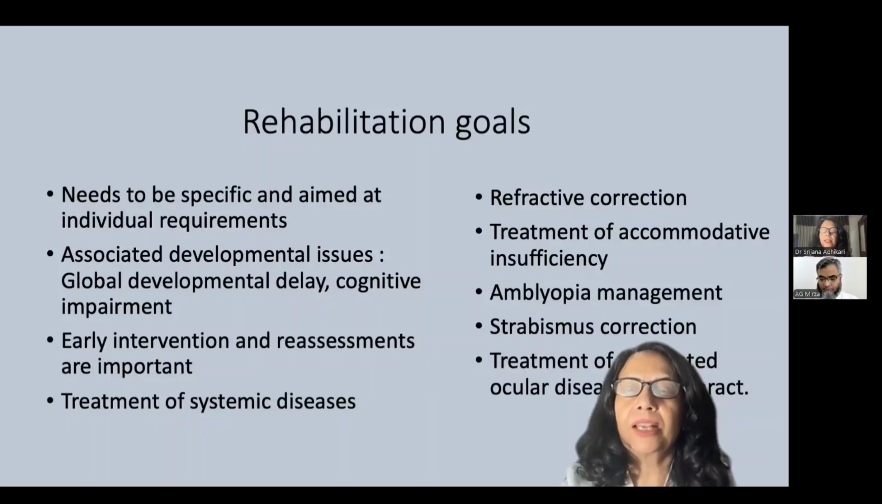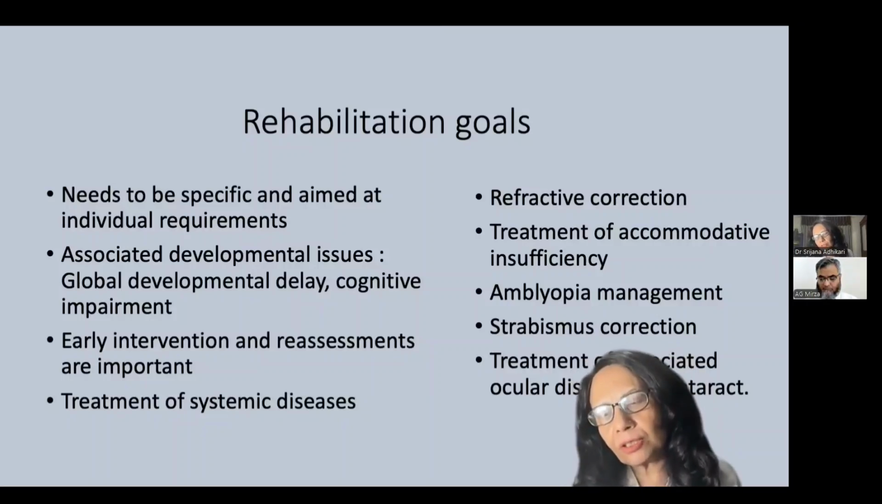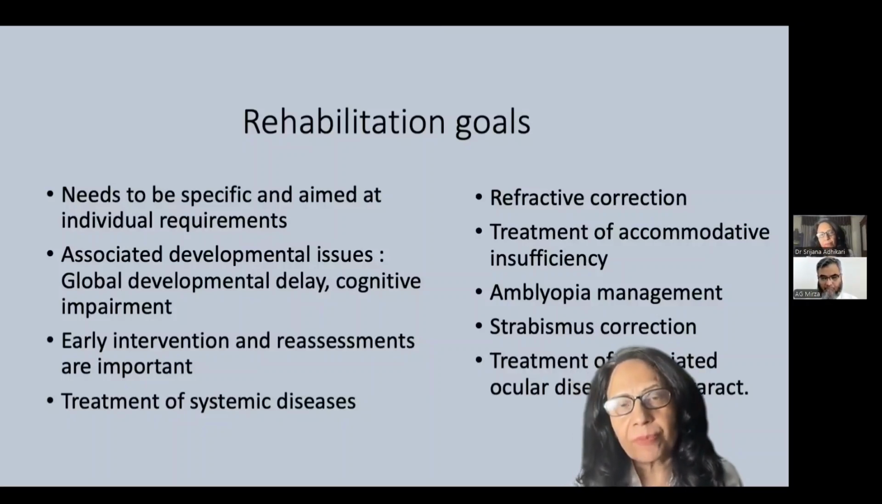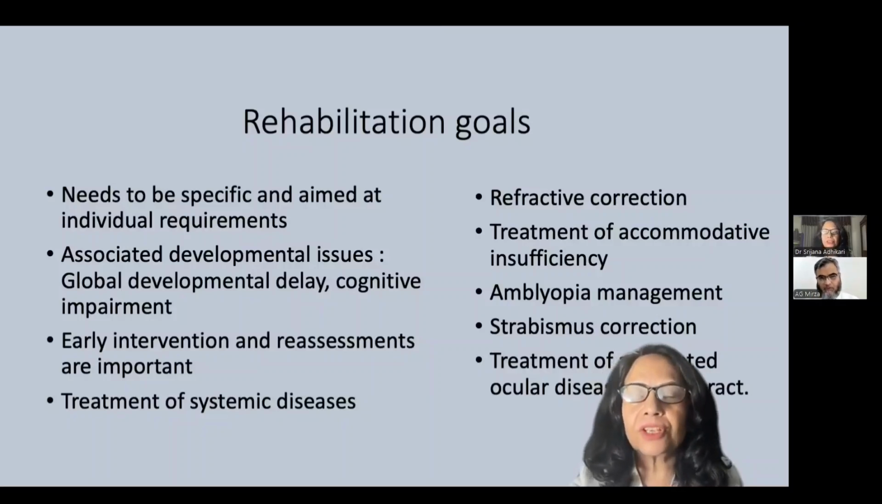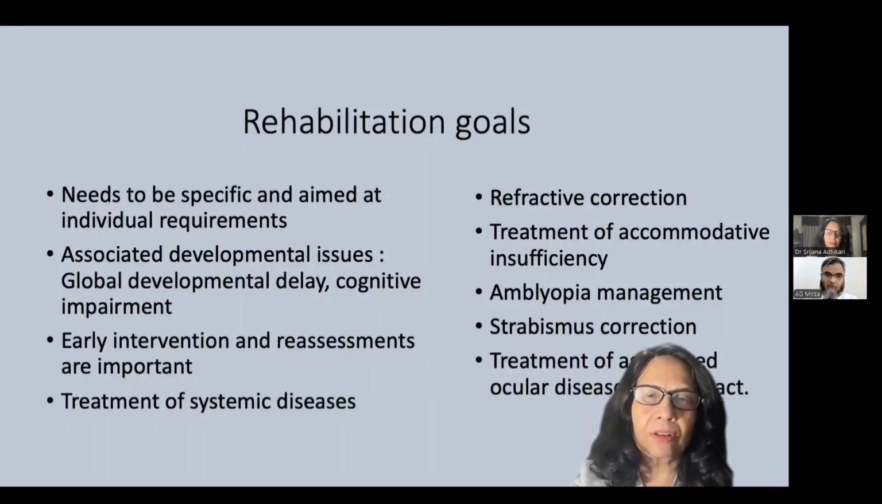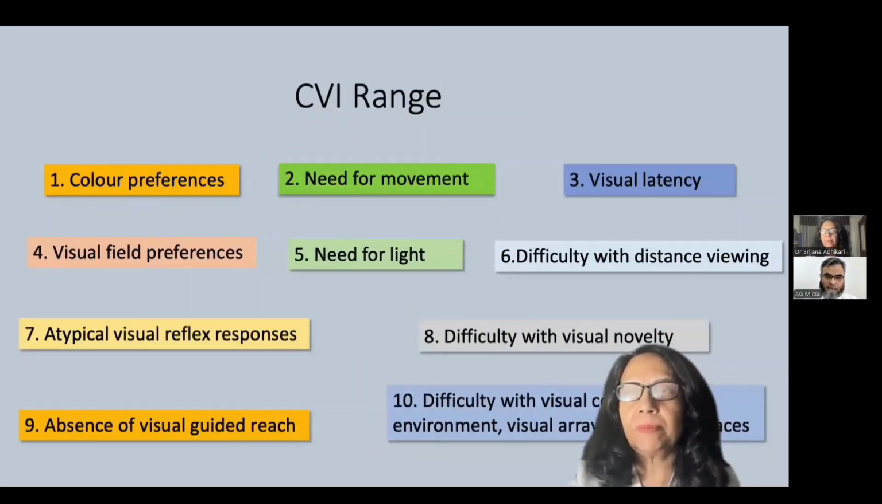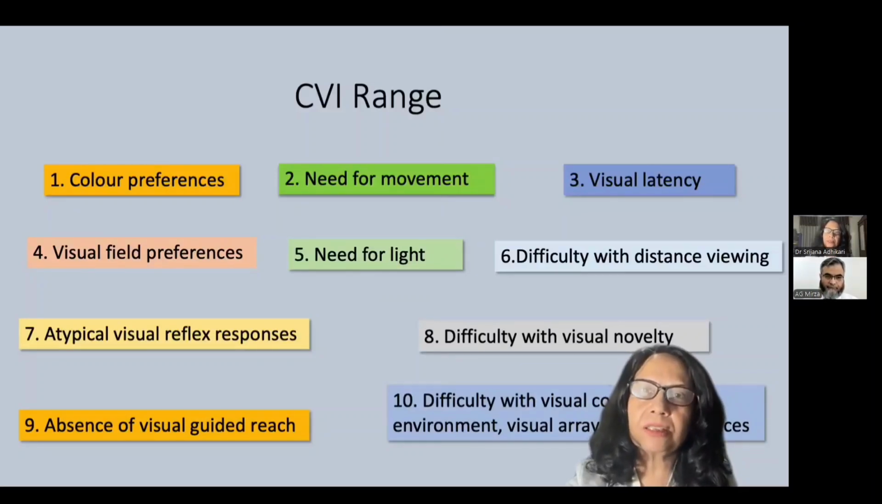Refractive corrections, treatment of accommodative insufficiencies, amblyopia management, strabismus corrections, and treatment of other associated ocular diseases are very important. Whatever we can treat, like refractive errors, we have to treat. For those things that we cannot treat, we can provide visual rehabilitation in these children. So how do we rehabilitate the children? First of all, we have to find out in which severity category the CVI child falls.